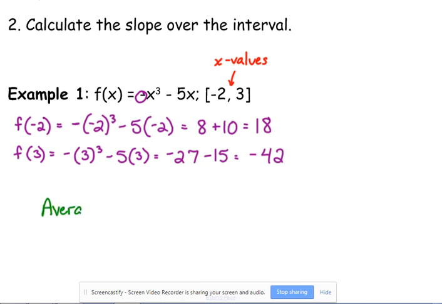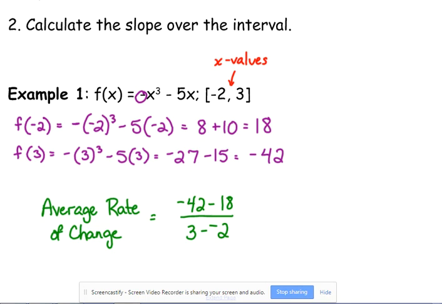Now I'm going to label it average rate of change because they didn't ask us to find the slope, but that's what average rate of change is. It is the slope. So I'm going to use my slope formula here. Y2 minus y1 over x2 minus x1. So -42 minus 18 is -60, and 3 plus 2 is 5. So the average rate of change of this function over this interval is -12.